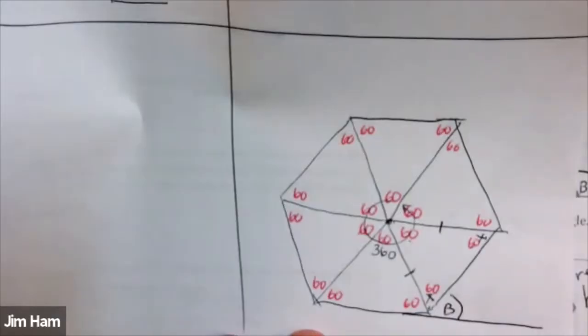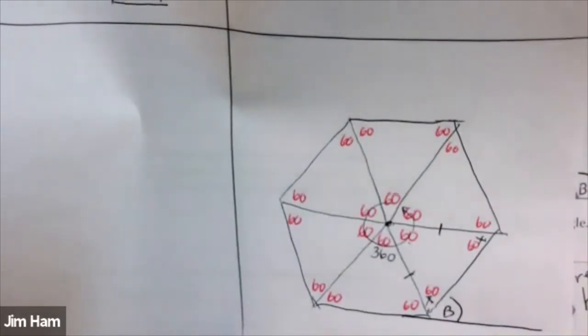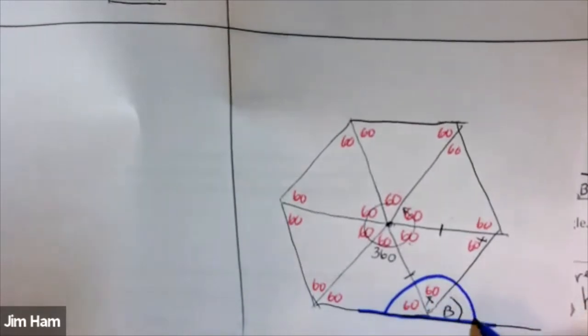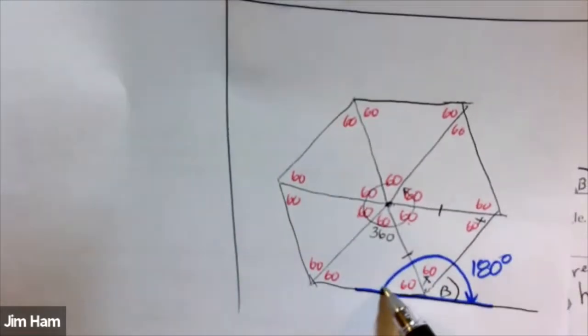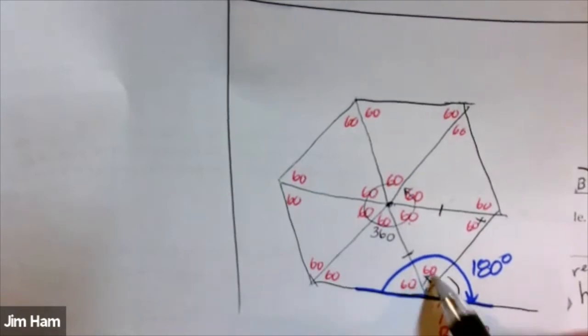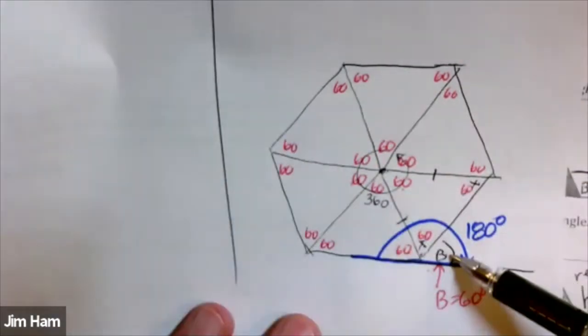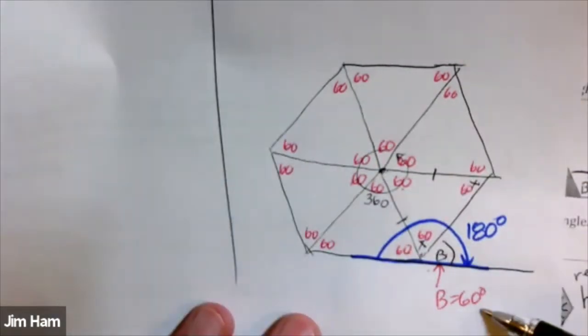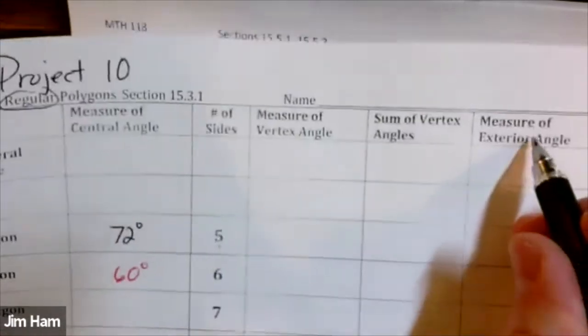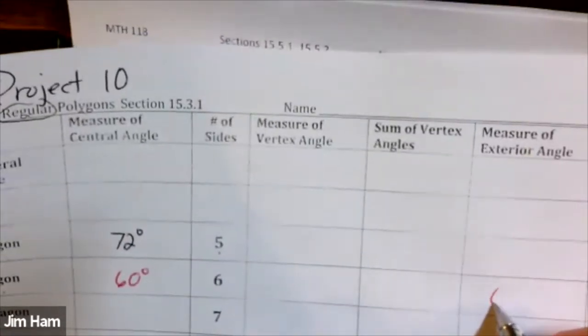So this is 60, and this is 60, and this is 60, and this is 60, all the way around. Well, we also know that along a straight line, the number of degrees is 180 degrees. So this blue angle here, this 180 degree angle, is made up of this 60, and this 60, and this angle B, the one that we're looking for. And so the only thing that B can be is 60 degrees, so that when you add these three 60s, you get to 180. So in this hexagon, this exterior angle is 60 degrees. For the hexagon, the measure of an exterior angle is 60 degrees.